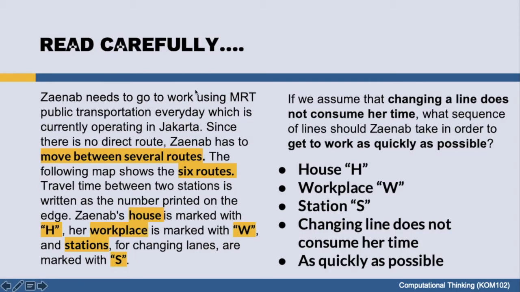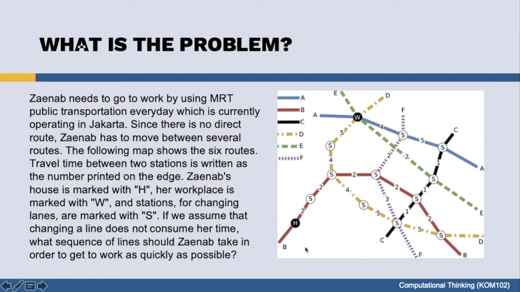Okay, let's read carefully. We can highlight several important points from that problem. If we assume that changing a line does not consume her time, what sequence of lines should Zainab take in order to get to work as quickly as possible? So this is the problem statement. Note that house is denoted by H, workplace is denoted by W, stations are denoted by S. Changing line does not consume her time, and she needs to arrive as quickly as possible. Okay, now what's the solution actually using the greedy method? Let's talk about this.